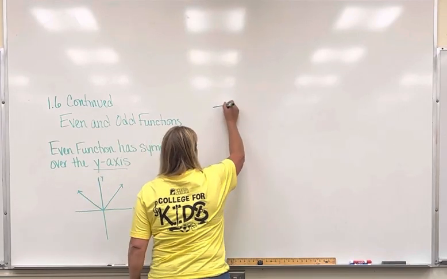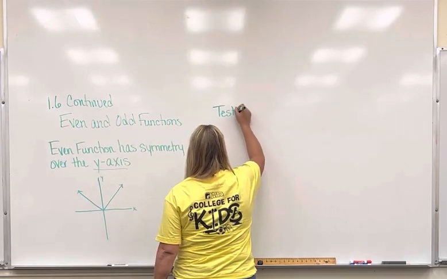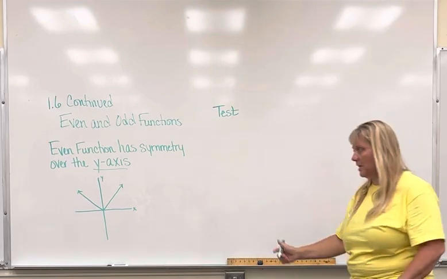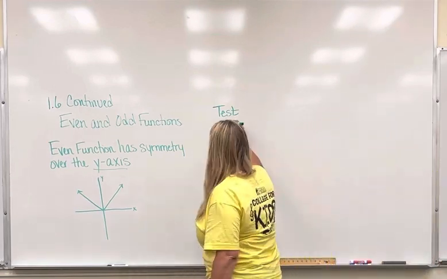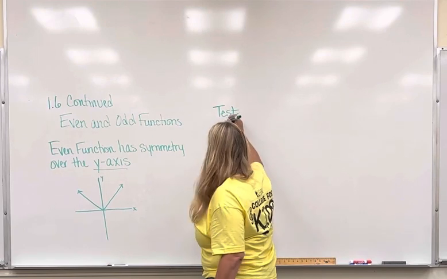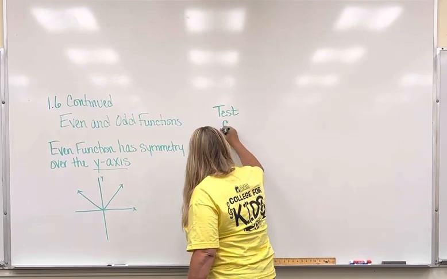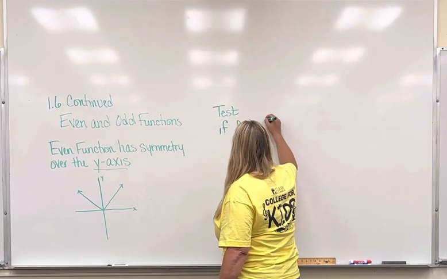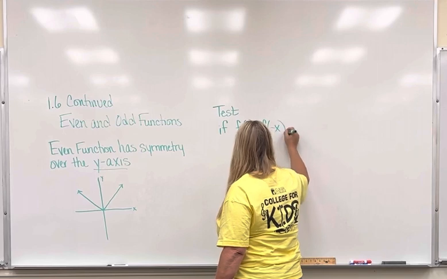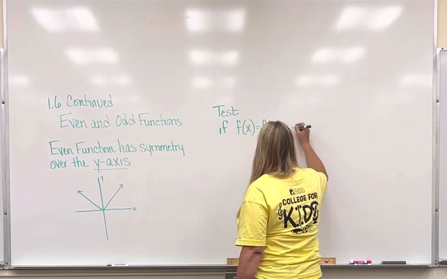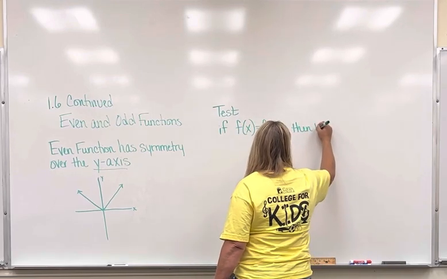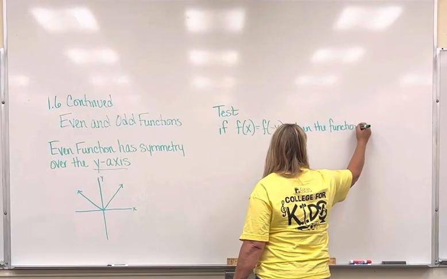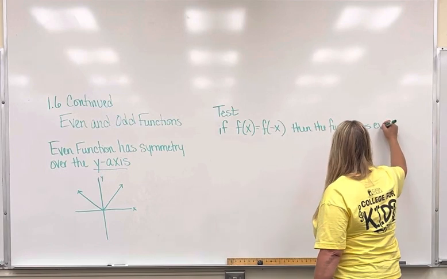So the test for an even function looks like this. One way to do it is to graph it and see if it has that symmetry. But the algebraic test looks like this. If f of x equals f of negative x, then the function is even.